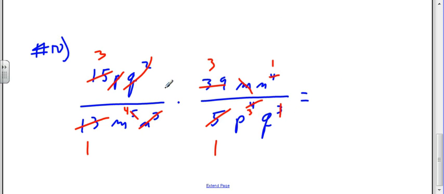All right, now that I've done all that, what have I got? I've got 9n divided by m to the 4th p cubed q. And I look and I say, well, I'm in alphabetical order. I must be right. Okay, questions about that? We'll do 13 next.